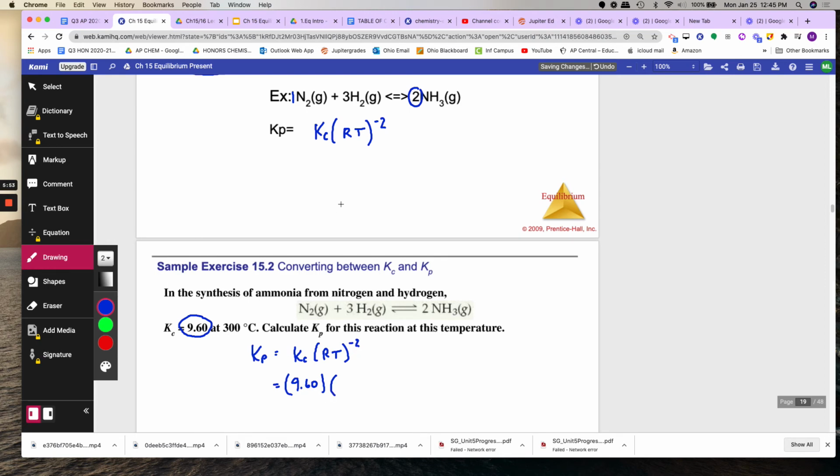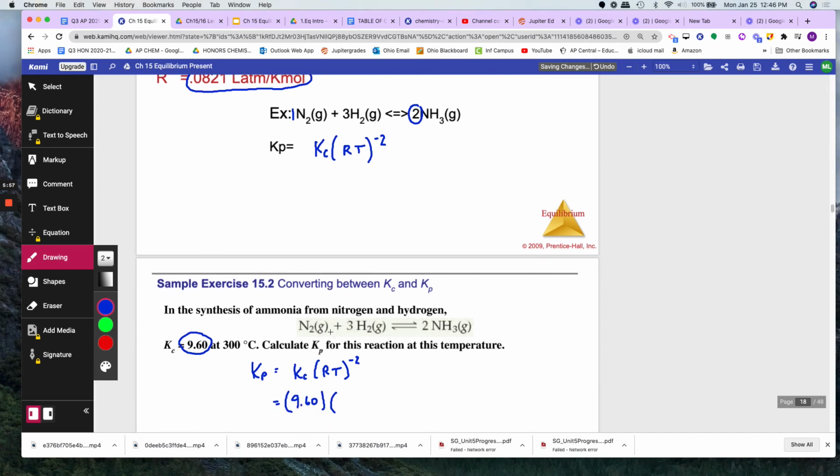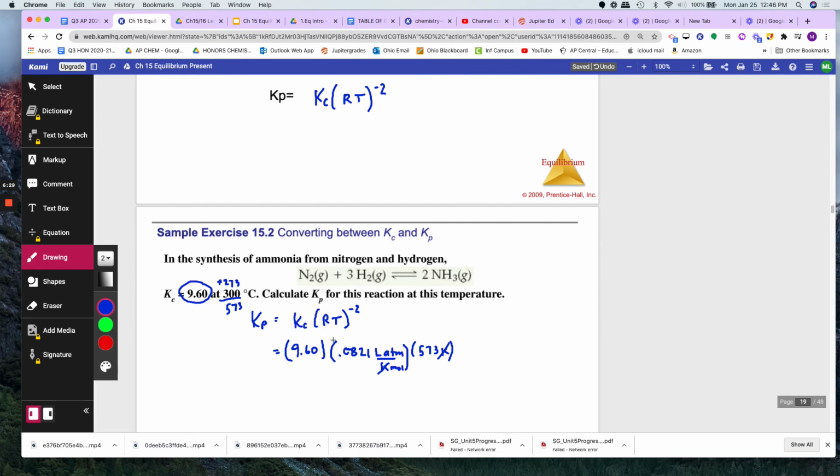R is given up here, 0.0821 liter atm per mole Kelvin, and temperature is 300 plus 273. You add 273 to that, you'll get 573 K. All right, the K's will cancel. Okay, and don't forget this whole thing, just a different color, is raised to the power of -2. -2 because this is 2, the moles of gas, 2 minus 3 plus 1, these are both gases as well, 4, so it's 2 minus 4 equals -2.